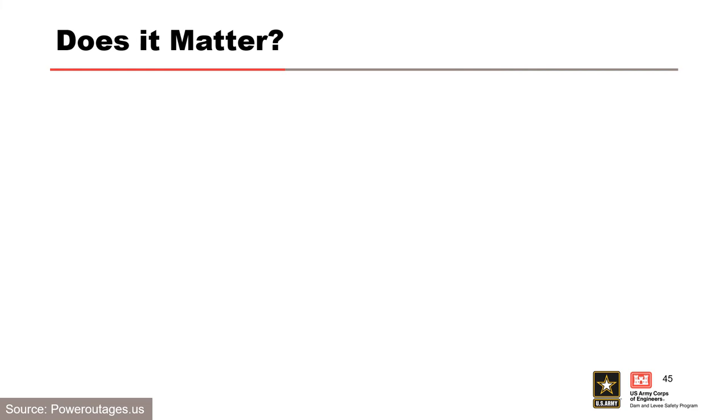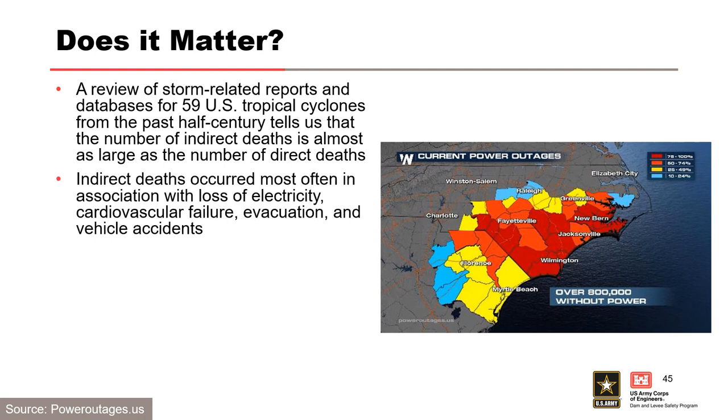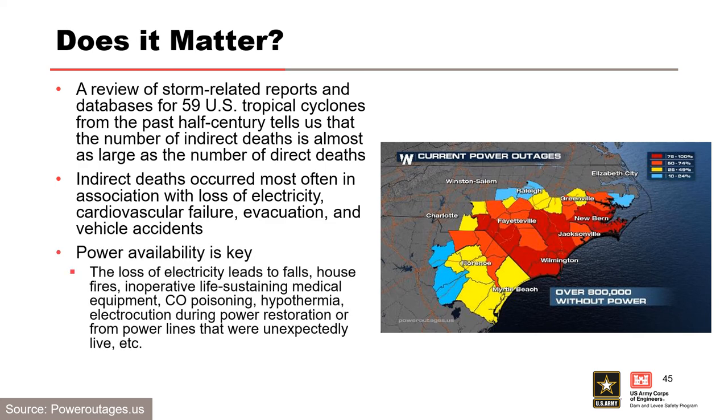These are storm-related reports for 59 tropical cyclones. And they showed that it's about half of the life loss that's attributed to those is because of the indirect impacts, mostly with loss of electricity, cardiovascular failure, evacuation, and vehicle accidents, but really it's that power availability is key.